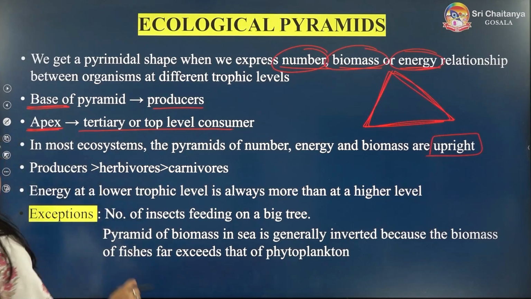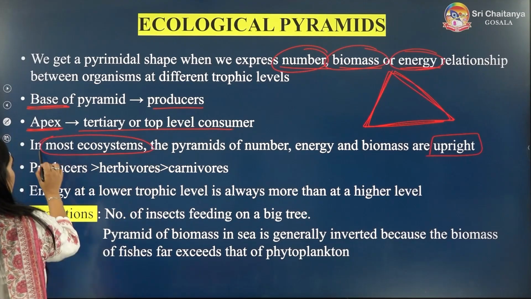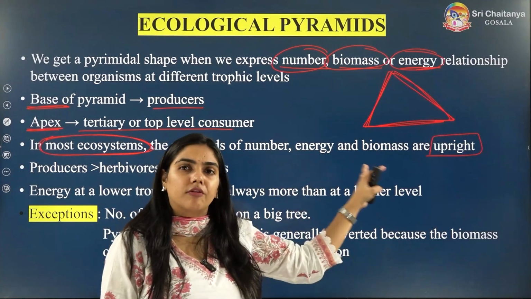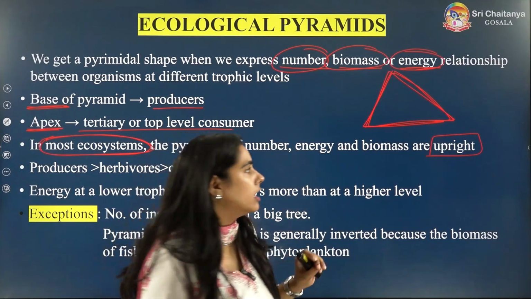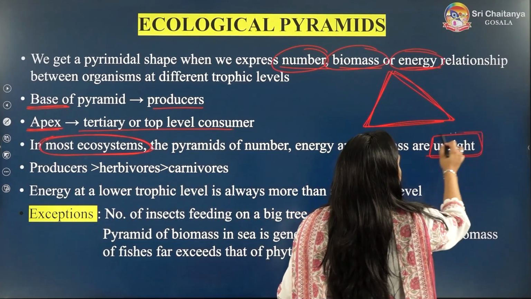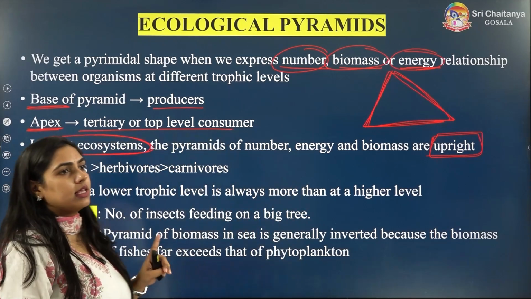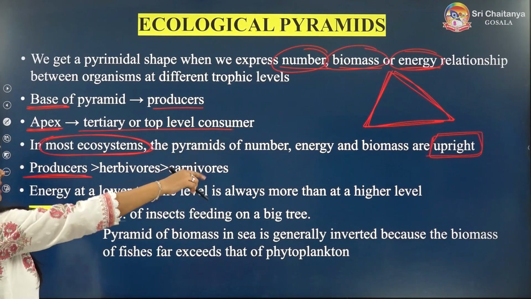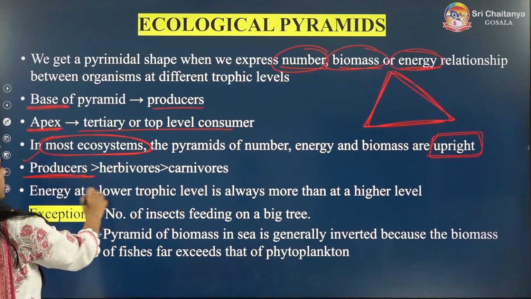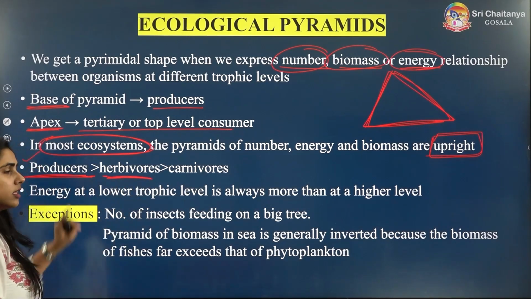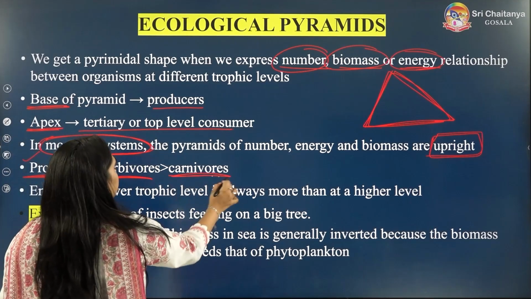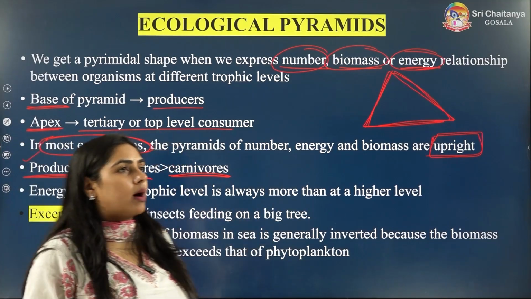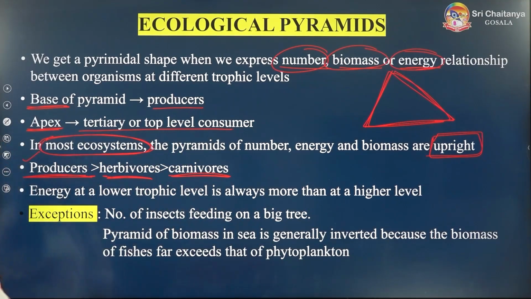Now in most ecosystems, as I've already told you, the pyramids of energy, biomass and number are going to be upright, but exceptions can be there. And why are they mostly upright? Because the number of producers is greater than the number of herbivores. The number of herbivores is greater than the number of carnivores, right? But let us now talk about the exceptions.